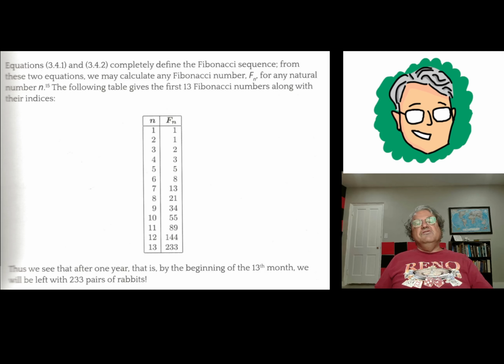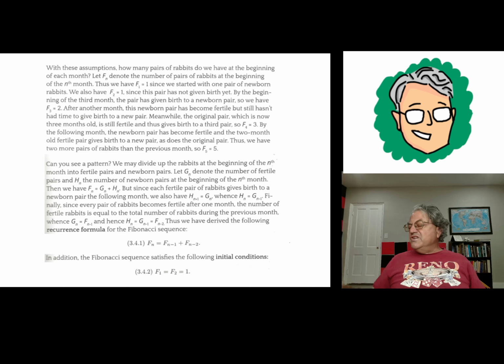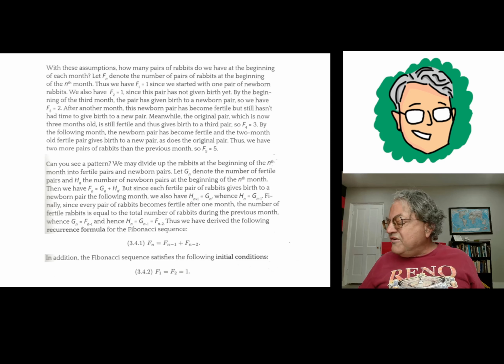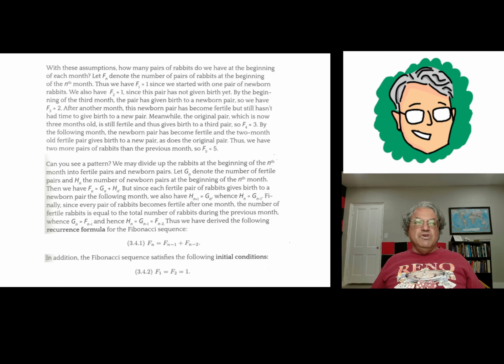But you might wonder, how do you get these numbers in this sequence? Is there an easier way than just keeping track of the fertile pairs and the newborn pairs? Well, as it turns out, there is, and that's what this big description is all about here. You can give different names to the sequence of fertile pairs. I think I call those Gn, and the number of newborn pairs Hn. And you can see that Fn is always equal to Gn plus Hn, because every pair of rabbits is either a fertile pair or a newborn pair.